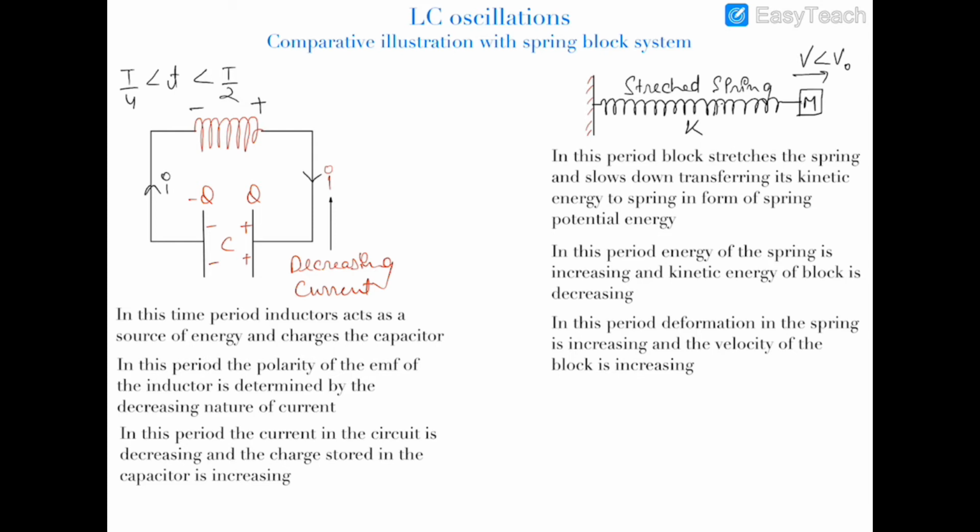Now obviously in the case of the spring, this block will move away from its mean position and stretch the spring, and if the spring is being stretched by the block, then the spring will have some potential energy, and that potential energy has been transferred by the block by virtue of its kinetic energy. A part of its kinetic energy would be transferred to this spring, and the velocity of this block would be decreasing now, and the extension of this spring would be increasing now.